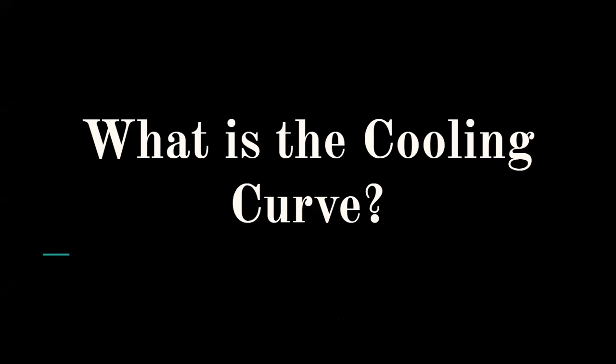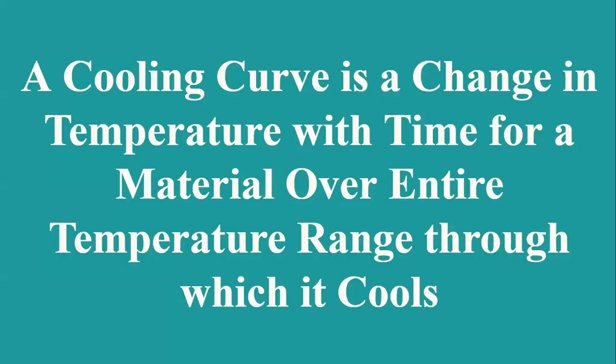Providing an answer to this question, I would like to say a cooling curve is a change in the temperature with time for a material over the entire temperature range through which it cools. So a cooling curve is a graphical plot of the changes in temperature with time for a material over the entire temperature range through which it cools. The cooling curve for pure metal will be discussed in the latter section of this presentation, and this by far is the most widely used experimental method.